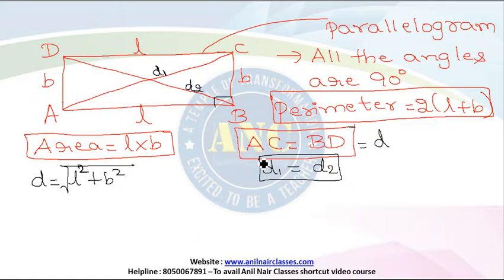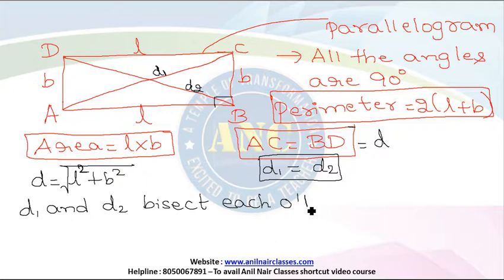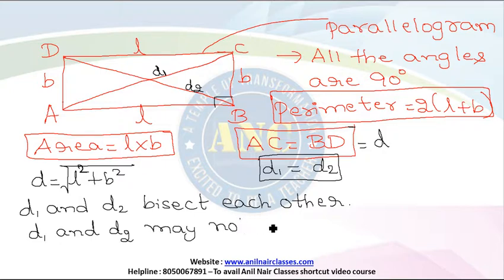Another thing you should definitely know for a rectangle is that the diagonals will always bisect each other. That means D1 and D2 in this diagram will always bisect each other. Bisect means they will split each other into two parts. But in a rectangle, the diagonals D1 and D2, which bisect each other, may not be perpendicular to each other.